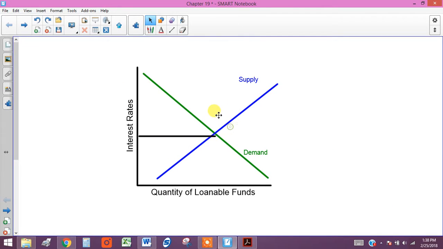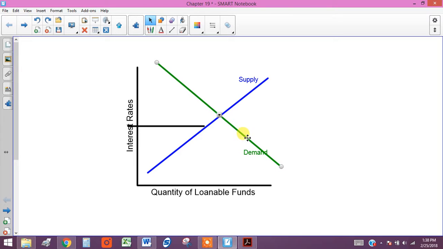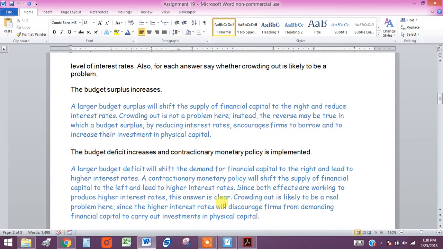If we start off where we were up here, and our budget deficit goes up, that's going to shift the demand to the right, like this, which is going to cause an increase in our interest rates. Now, what a contractionary monetary policy will do is shift the supply, because we're lowering the money supply. We're taking money out of the economy, so that's going to shift our supply curve to the left and lead to even higher interest rates.